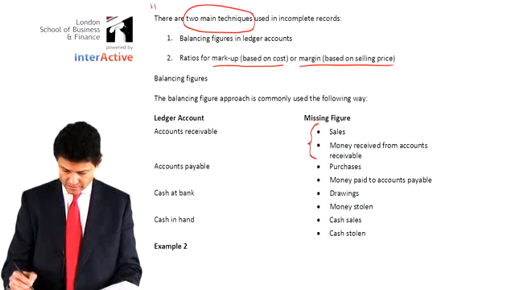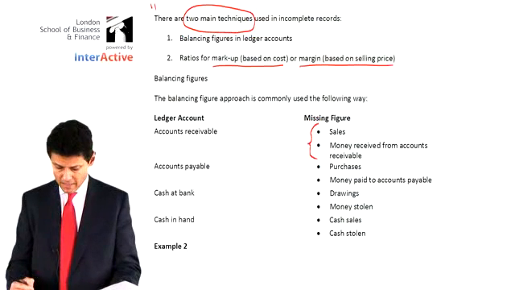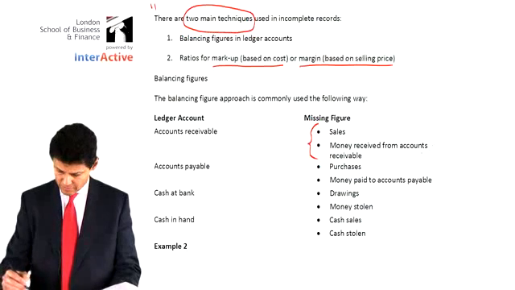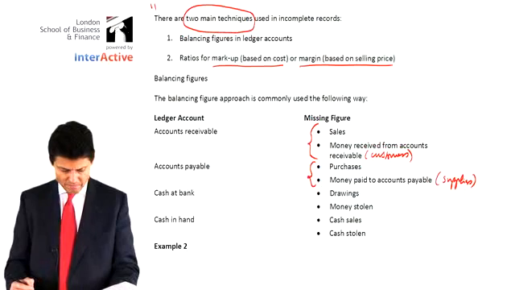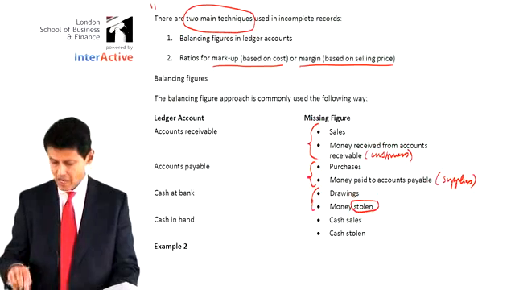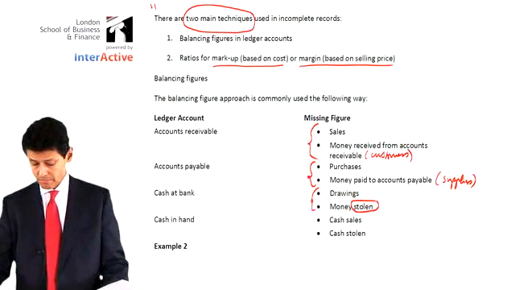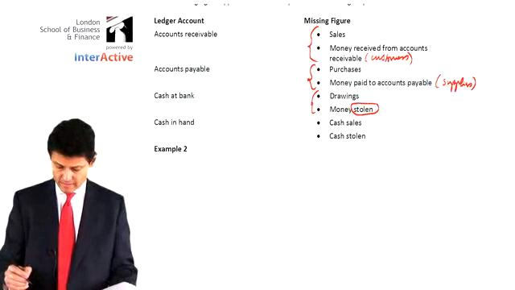So that's usually the first bit. Accounts payable, you could have things like purchases, money paid to accounts payable suppliers. So receivable, of course, is customers. Payable, of course, is suppliers. So these two could be balancing figures. Cash at bank could be drawings or indeed money stolen by a member of staff or something like that, or a break-in, burglary, something dreadful like that. And then you have cash sales and cash stolen.